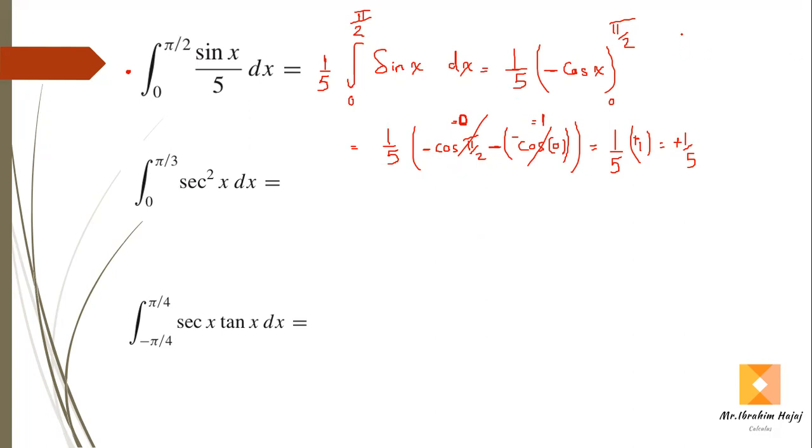Why? Because when graphing sine x, you surely studied it before, from 0 to pi over 2, it is above the x-axis, right? The x-intercept is pi over 2, so the area under the curve is above the x-axis, so it should be positive. Okay, thank you.